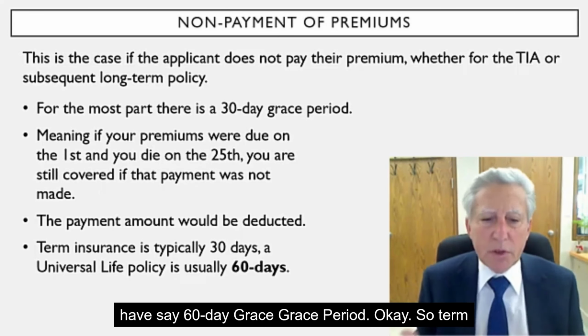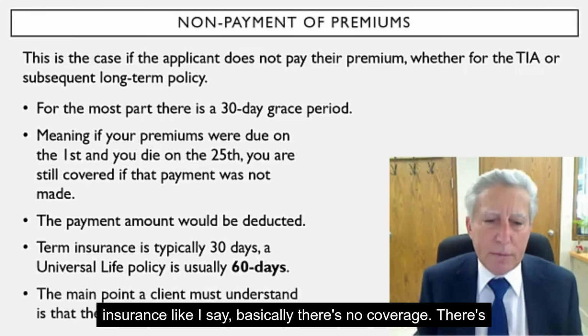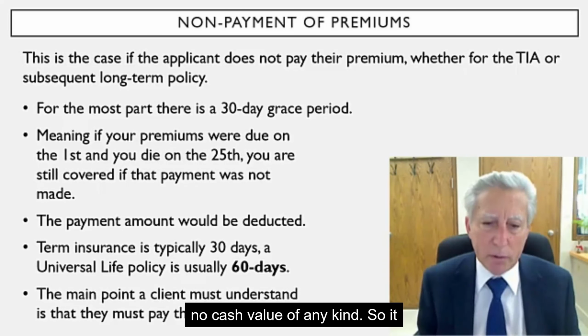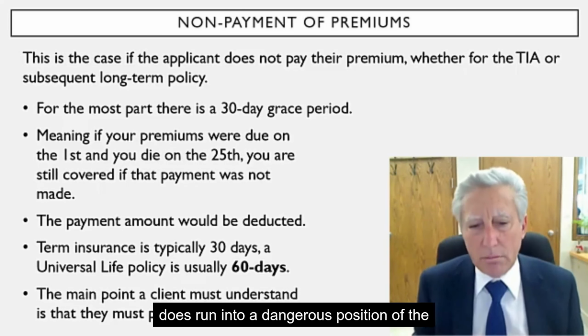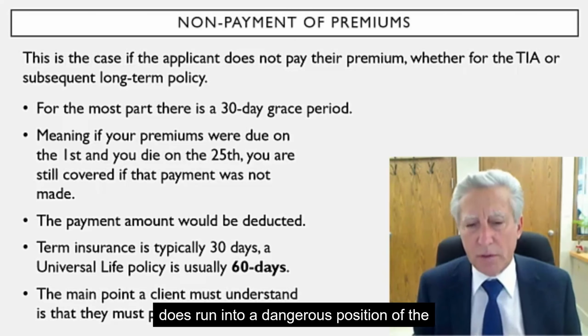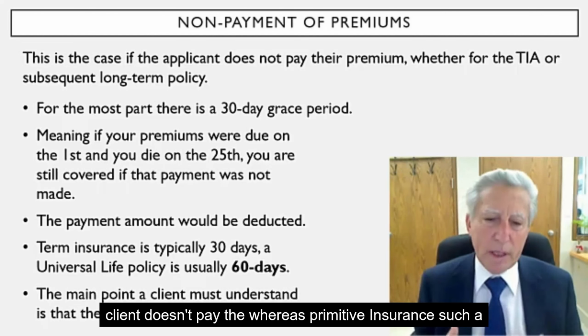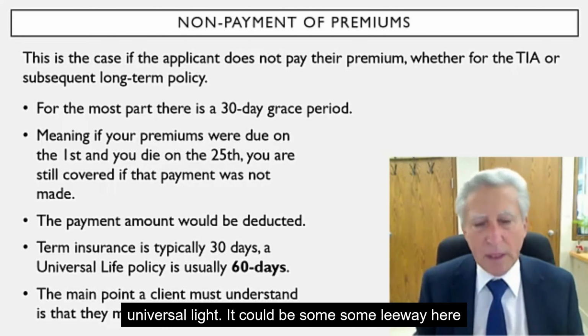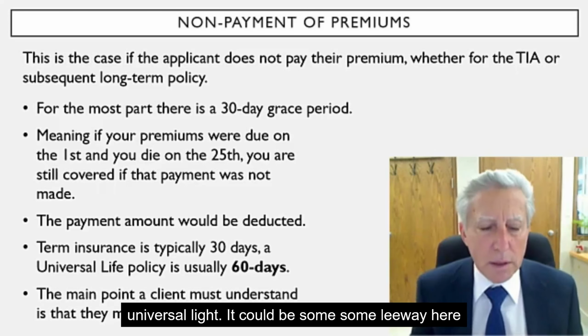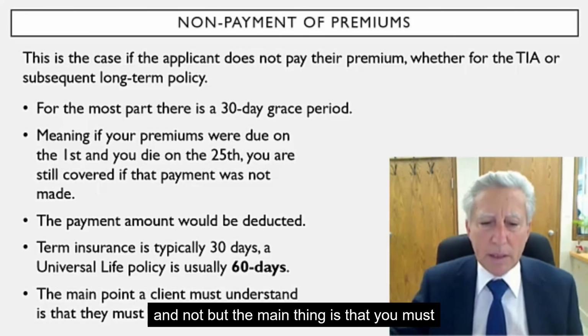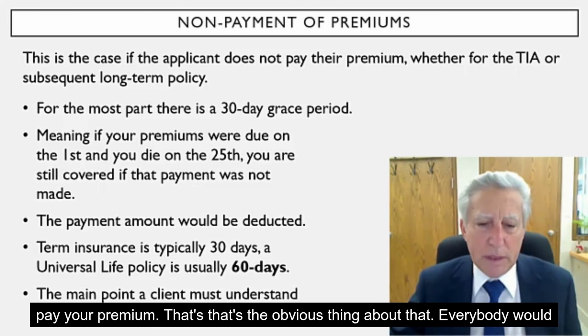Okay, so with term insurance, like I say, there's no cash value of any kind, so it does run into a dangerous position if the client doesn't pay. Whereas with permanent insurance, such as universal life, there could be some leeway. But the main thing is that you must pay your premium. That's the obvious thing that everybody would agree on.